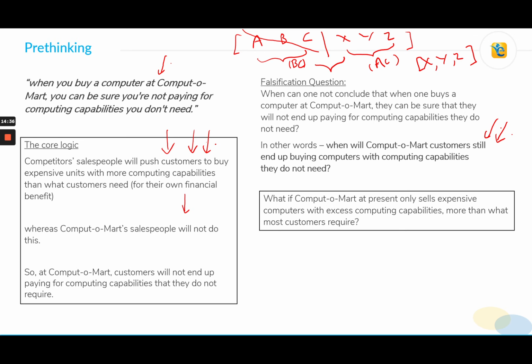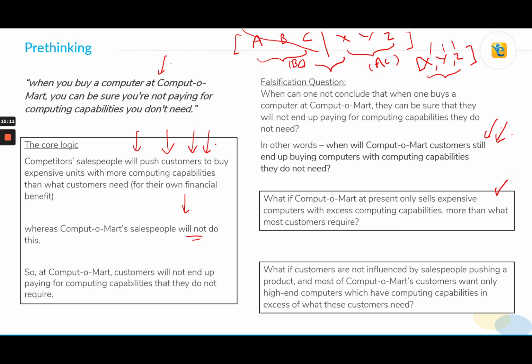Doesn't matter. So what if they do not push? Still, the only options available are X, Y, and Z. As a customer, I will still end up buying one among X, Y, or Z. In other words, irrespective of the given premise, I will end up purchasing a computer which has a computing capability far above my requirement. Such a situation would effectively weaken my reasoning because it completely nullifies the premise that's given. It makes the premise completely irrelevant. So this is one situation that we could think of.